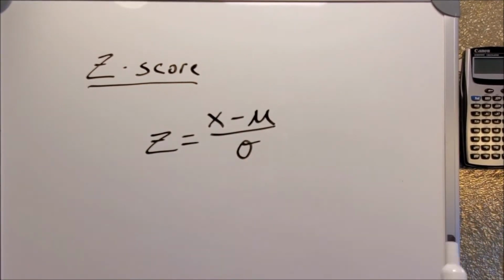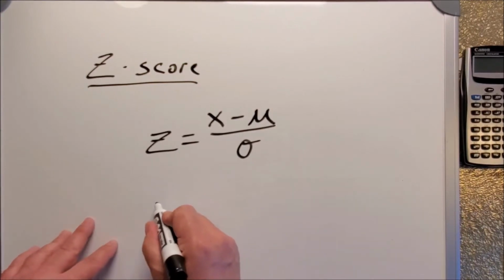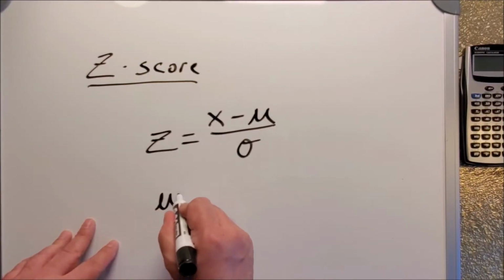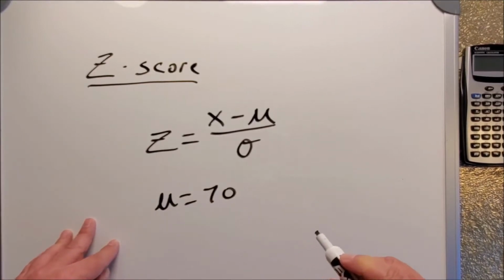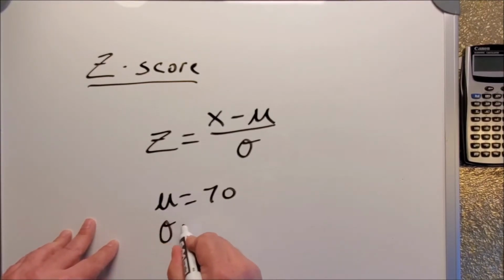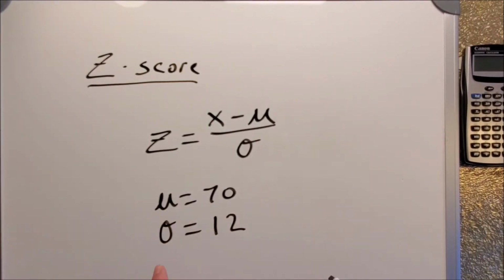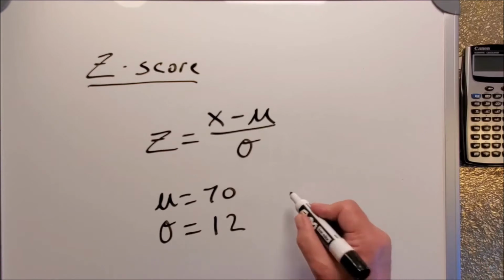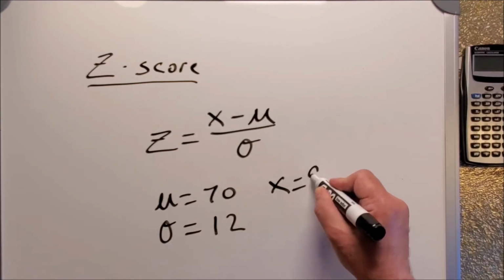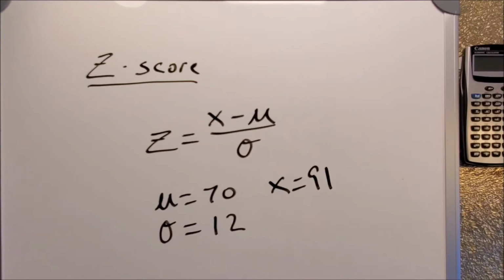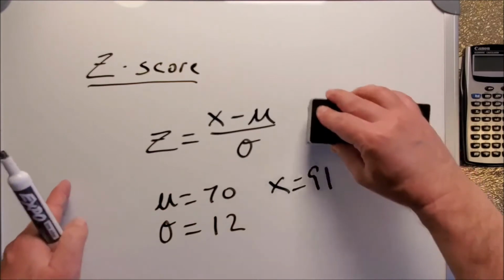So for example, let's take a distribution with a mean of 70 and a standard deviation of 12. You should be able to tell immediately that I'm talking about a population because I've written mu and sigma for the mean and the standard deviation. That's Greek letter mu and Greek letter sigma. Now we're given a score of 91. What is that Z-score? Let's figure it out. I'm going to erase the formula and plug it in with those numbers.